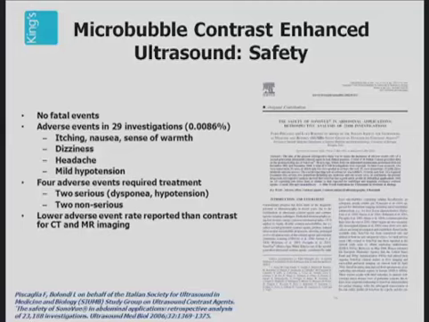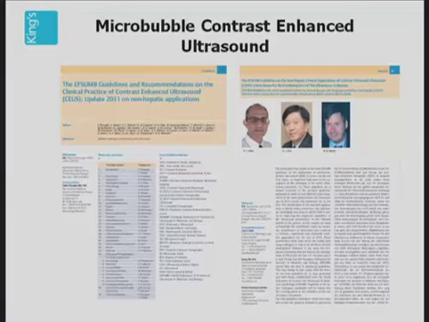However, in Europe and in the Far East, but not yet in the United States of America, this contrast agent is only licensed for use in a limited number of areas. It is licensed to be used in the liver, the heart, the breast, and for vascular areas. Therefore, any application outside these areas are off license.